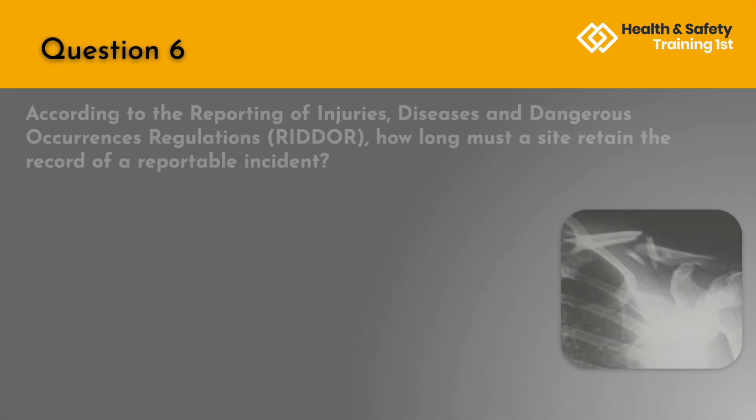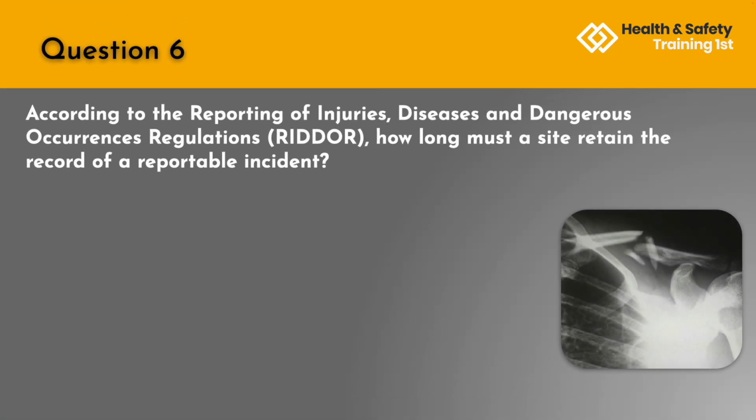Question 6. According to the Reporting of Injuries, Diseases and Dangerous Occurrences Regulations, how long must a site retain the record of a reportable incident? A. 3 months. B. 3 years. C. 5 years. Or D. Indefinitely.